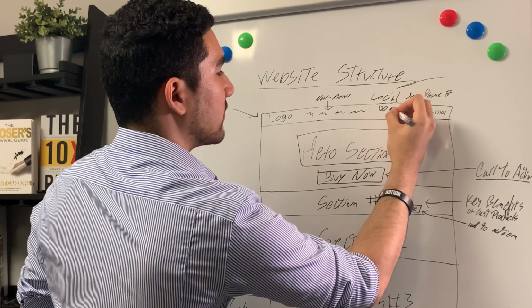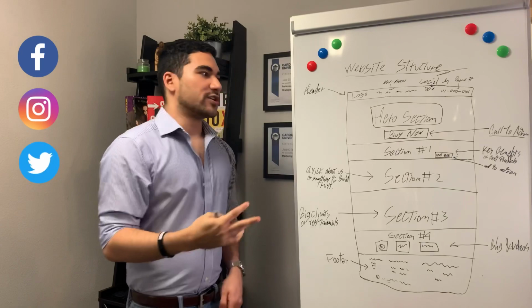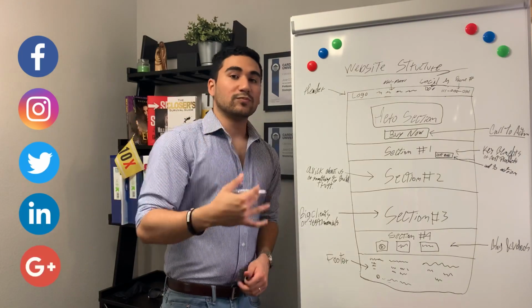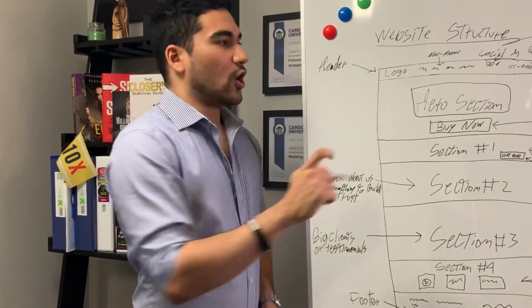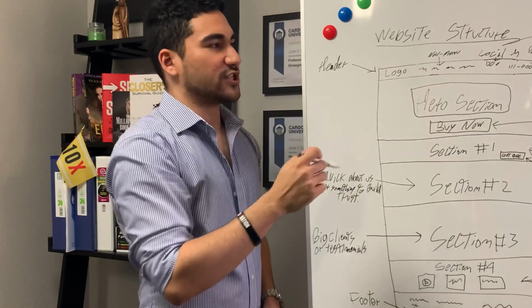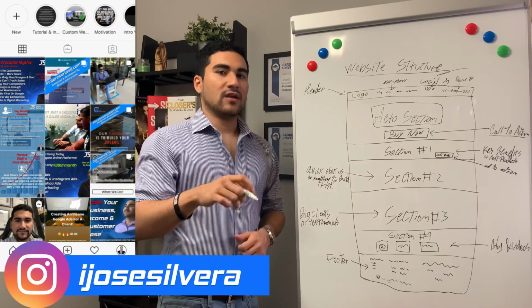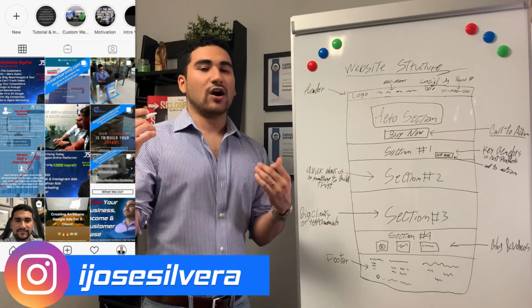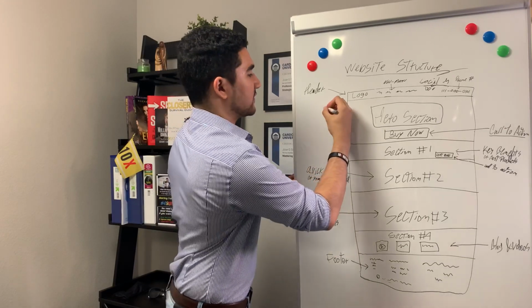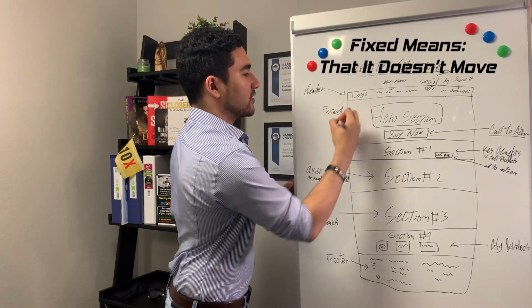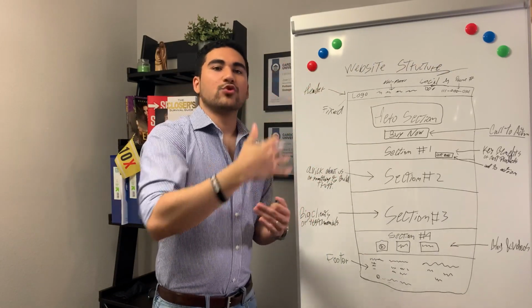icons, like Facebook, Instagram, Twitter, LinkedIn, Google+, TikTok, whatever you use, because that creates trust in your business and your organization. It shows that you care and you have a strong social media presence. Now, what I recommend, and what I always do, is to make the header fixed. A fixed header will follow the client when they scroll down through the website.